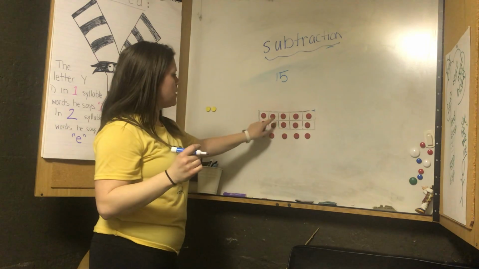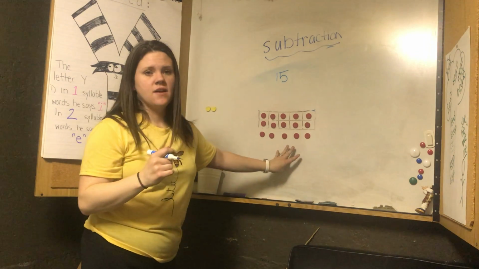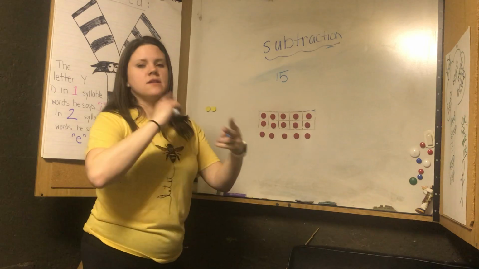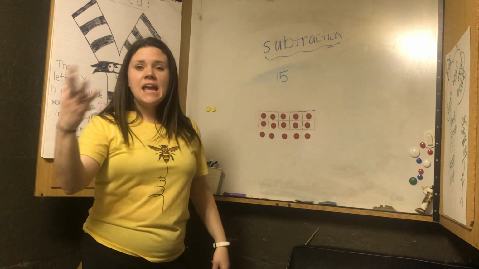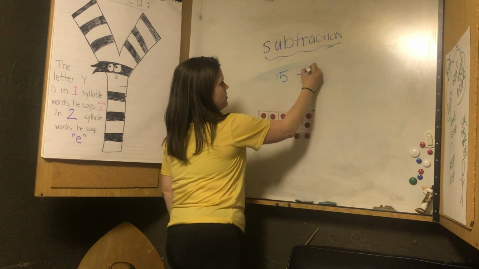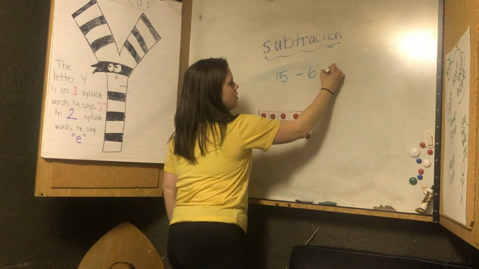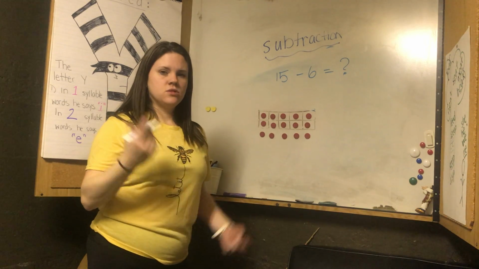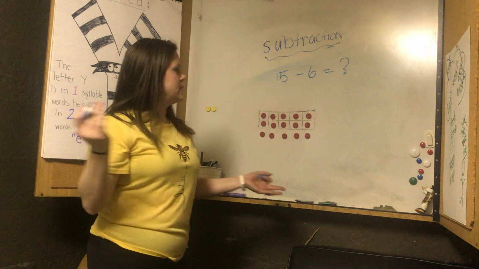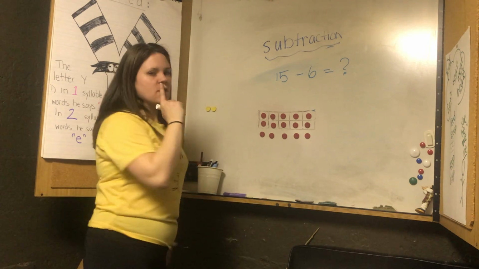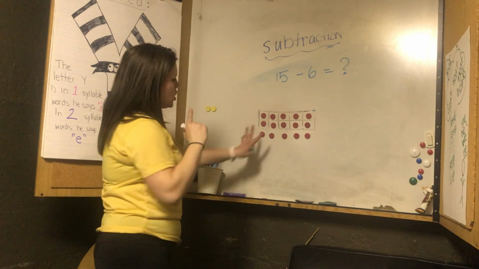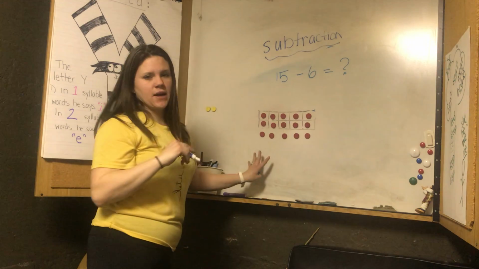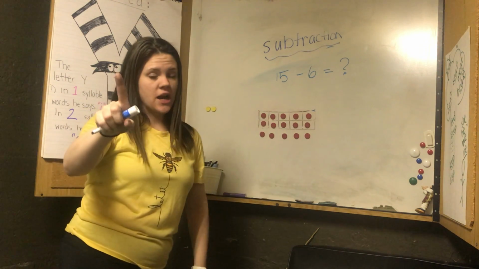Here's my 10 frame. I filled it with 10. I have 5 extras. And guess what? Jack and Thomas and Mr. Egan, they ate 6 of my apples. How many apples do I have left? Well, I know by looking at this that I could take away 6 of my counters, but that's one strategy.